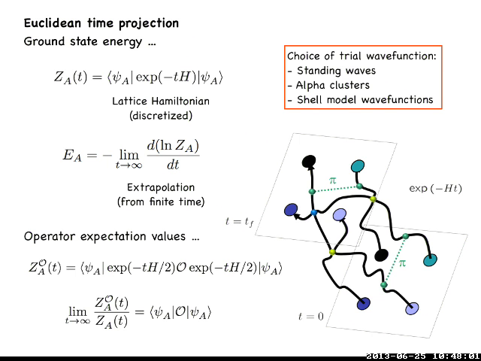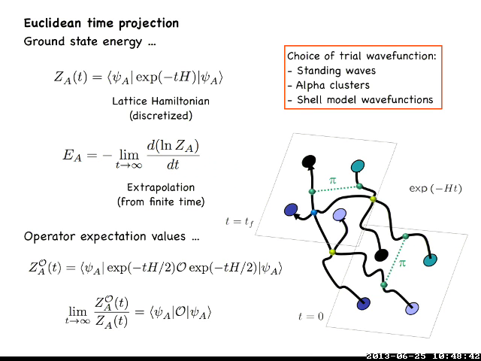So this can start from some arbitrary, but wisely chosen trial wave function. We can have all kinds of ansatzes for that. We can have, for example, standing waves, or alpha cluster wave functions, or whatever you think might work well, right?